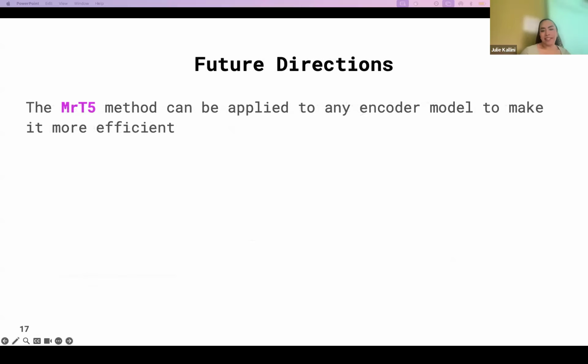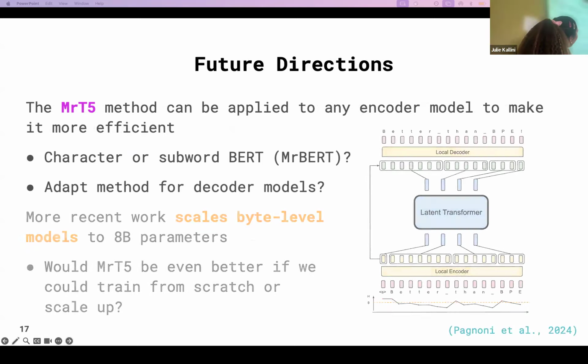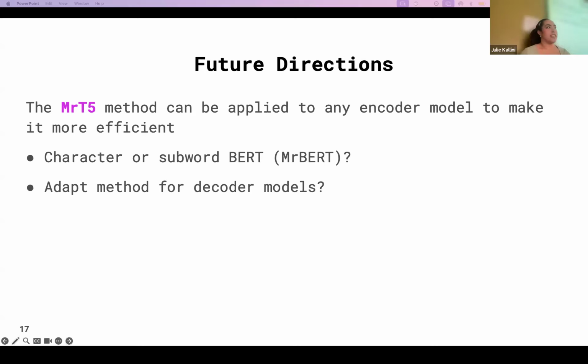So these are the bulk of the experiments. I wanted to end with some future directions that we could take, building on the work that we started with MrT5. So first is that this deletion gating mechanism could be applied to any encoder model. So you could just make a faster character or subword BERT and maybe you could call it Mr. Bert. And this method, we're currently thinking about ways that it could be adapted to decoder models. And that's something that we're working on actively.